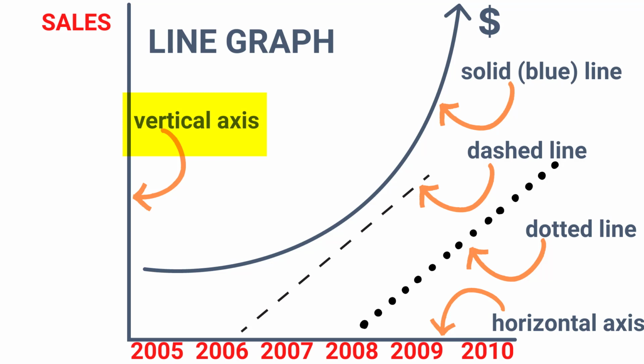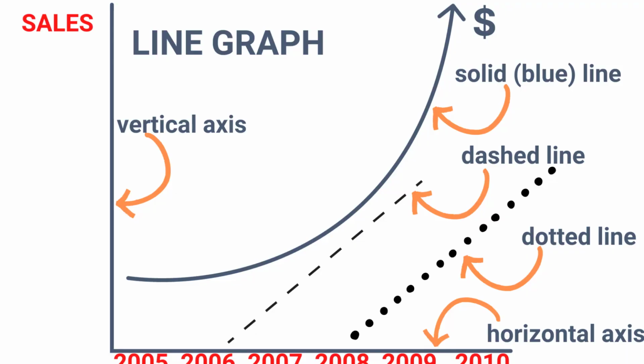On a line graph then you might want to describe what the different axes represent. So the vertical axis represents the volume of sales, and the horizontal axis represents the time period from 2005 to 2010.